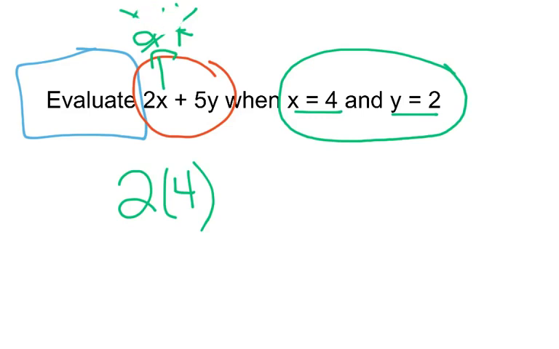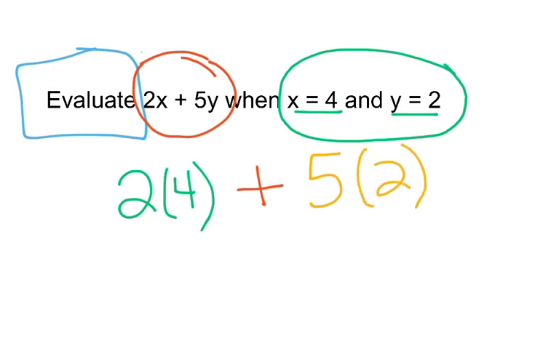What we want to have is 2 times 4, because that's what 2x, that term, represents. Then there's a plus, and then we have our 5. And again, it's not going to be 52. It's going to be 5 times 2. Then we can put that in a calculator or use our order of operations.